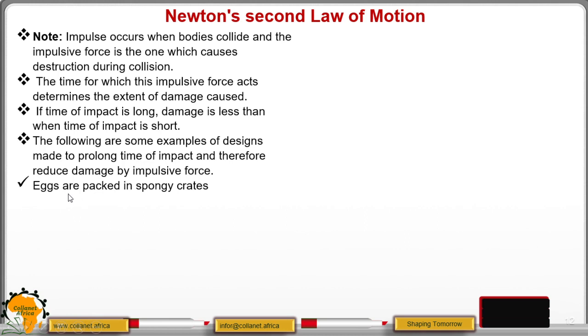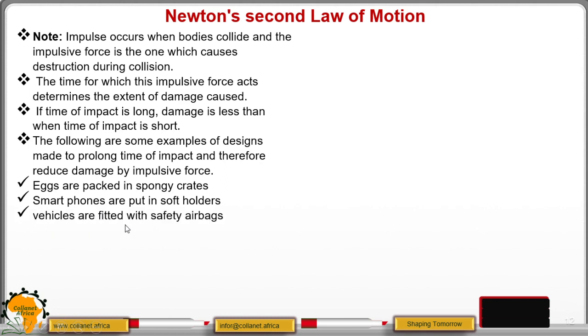The eggs are packed in spongy crates so that even when they are vibrating, the collision between the crate and the eggs will be prolonged because the crates are spongy. That way the damage is reduced. Then the smartphones are put in soft holders so that if the smartphone falls, the impact with the floor will be prolonged because of these soft holders. That way the damage is reduced.